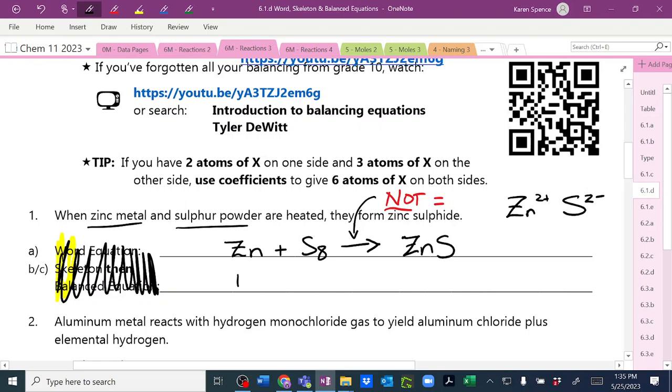Now, I have 1 zinc, and I have 8 sulfur on the left. On the right, I have 1 zinc, and I have 1 sulfur. How can we fix that? On the right, we need a coefficient of 8, which changes both the sulfur and the zinc. So now we need to correct the zinc on the left by putting an 8 in front of it. And now we are completely balanced.